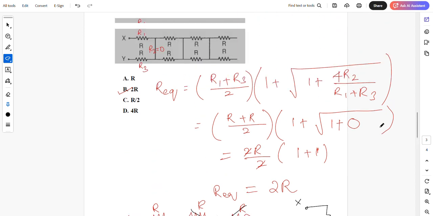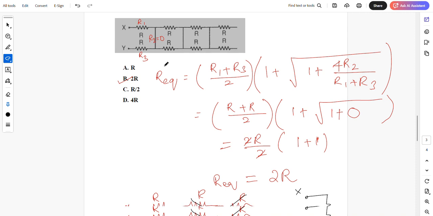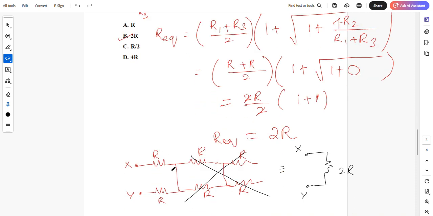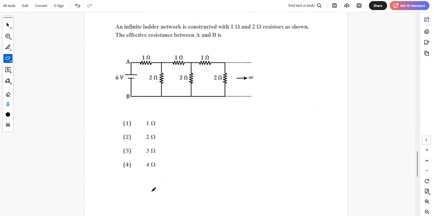Since we are learning by formula method, I have taught you, but whenever there is a short circuit, same potential will be there here. The current will be just flowing. These two are in series, 2R is the right answer.